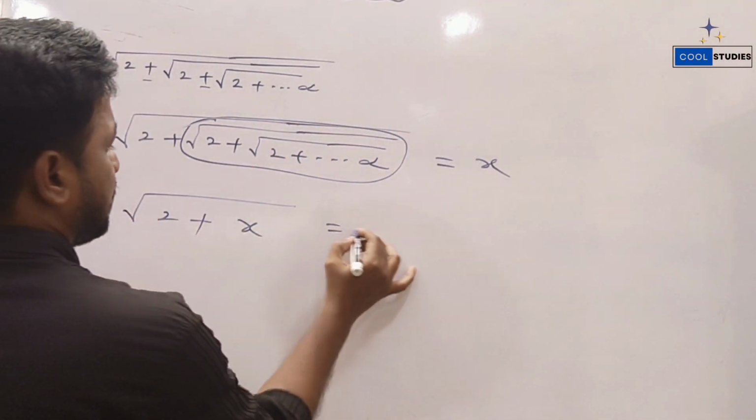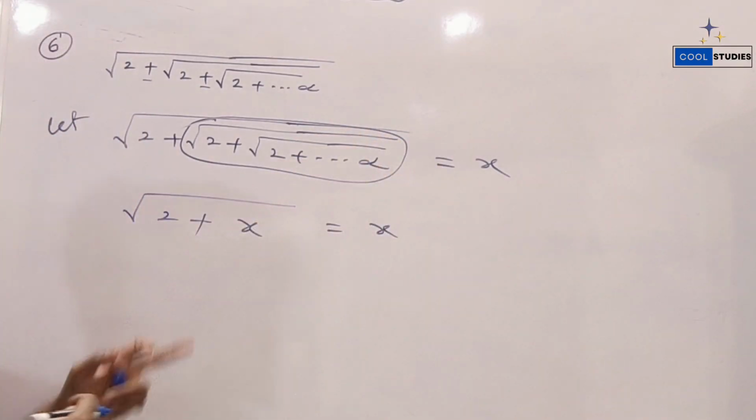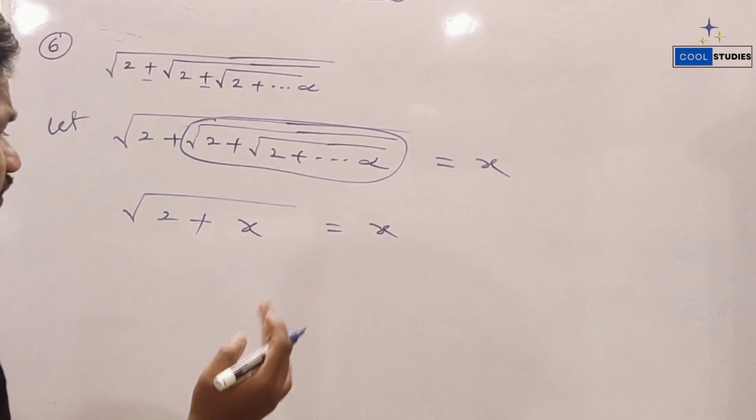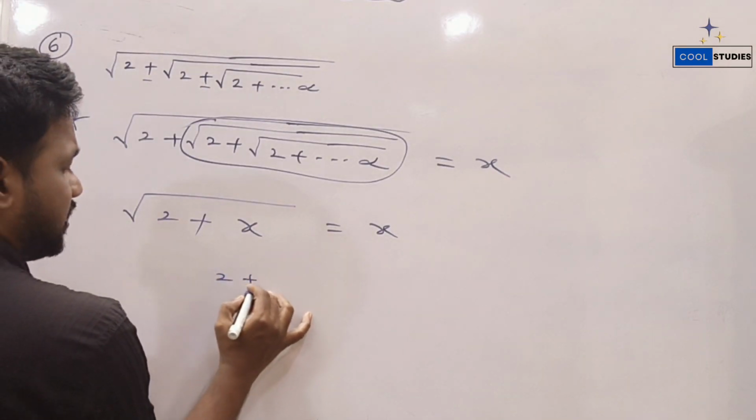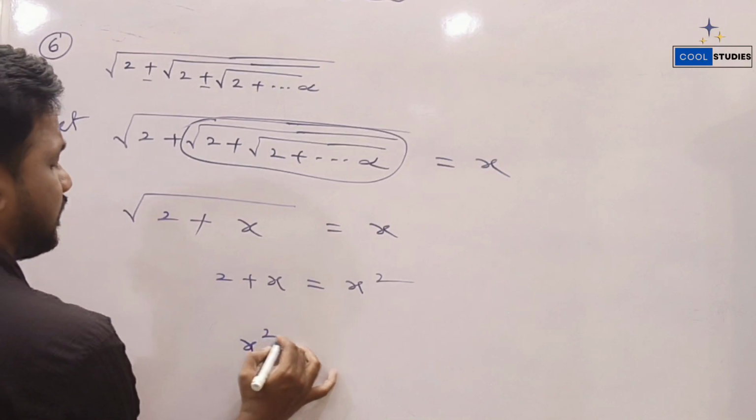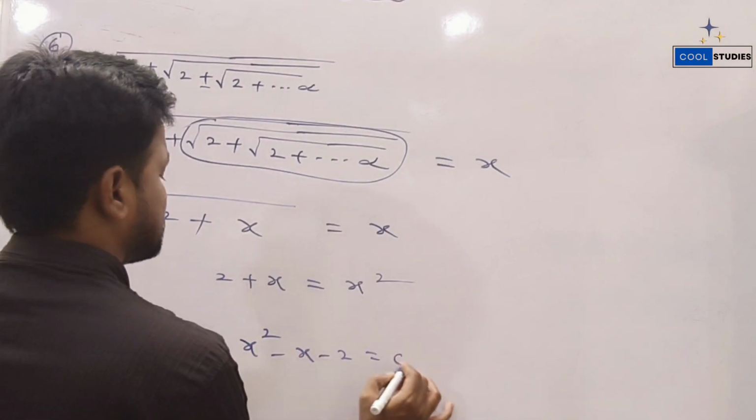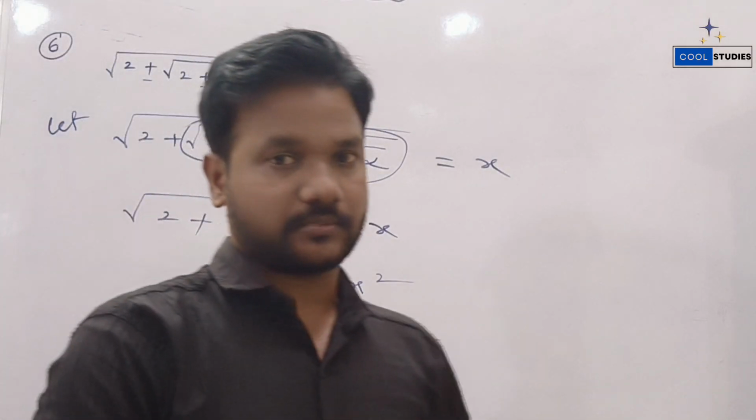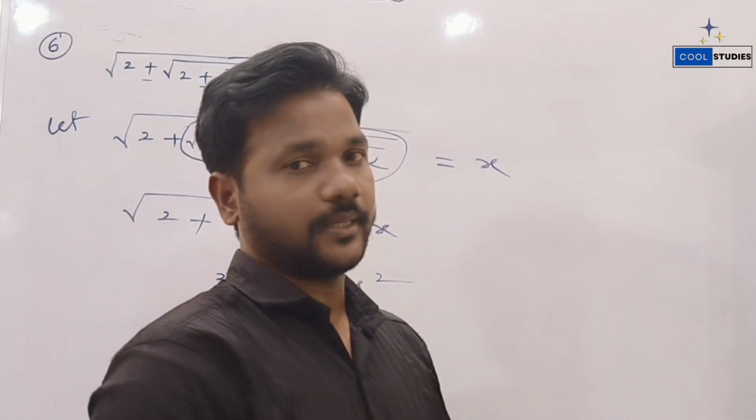x is equal to x. To cancel the root, do squaring on both sides. If we apply squaring on both sides, what do we get? 2 plus x is equal to x square. Then x square minus x minus 2 is equal to 0. So we got one quadratic equation.